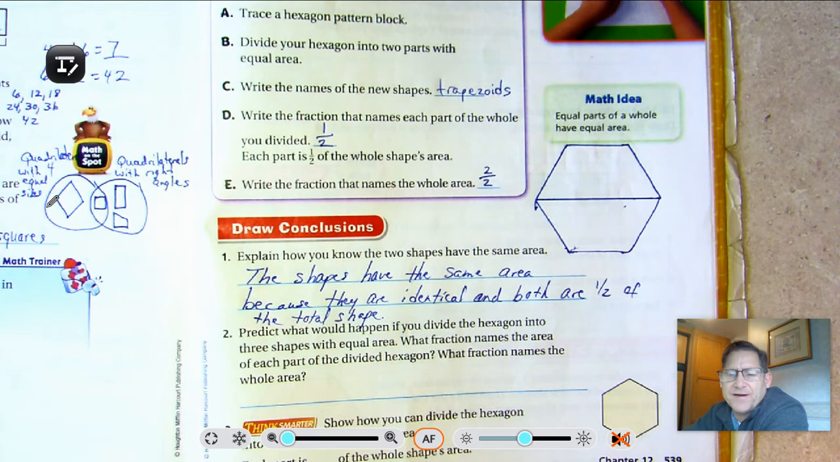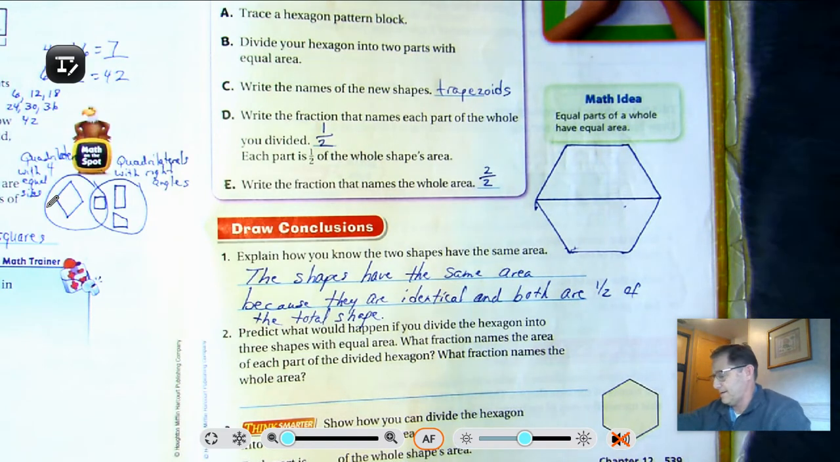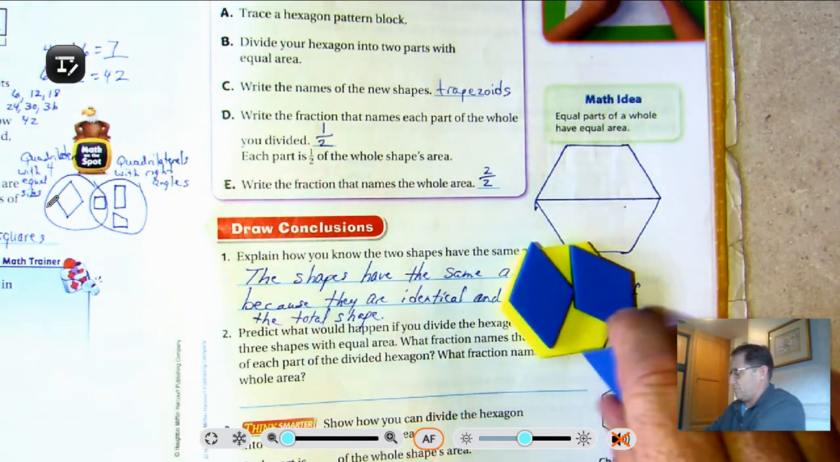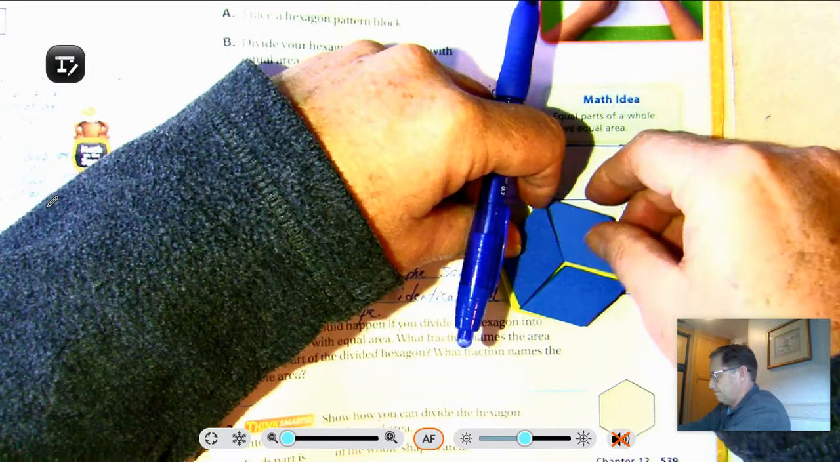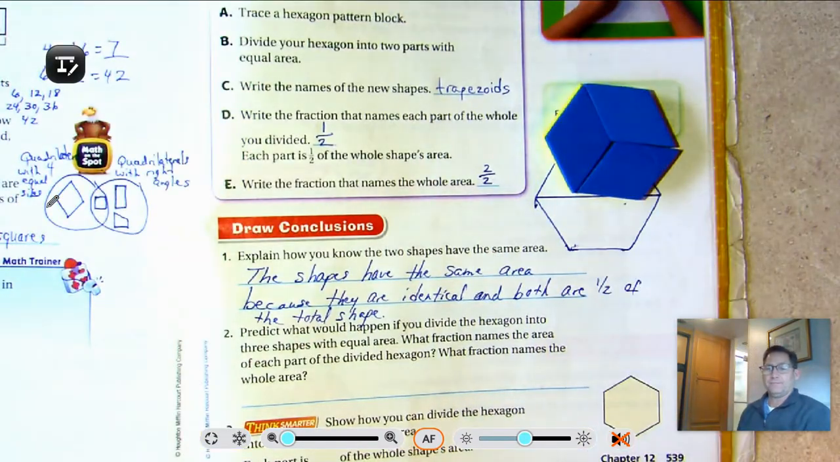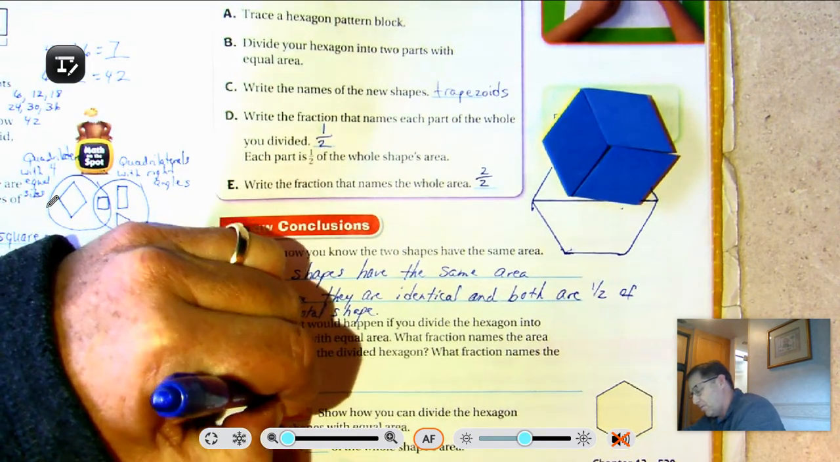2, predict what would happen if you divide the hexagon into 3 shapes with equal area. What fraction names the area of each part of the divided hexagon? What fraction names the whole area? So let's look at that. They're saying take the hexagon and this time break it into 3 equal parts. Okay, so we have 3 equal parts. And what do we call those 3 equal parts? Each part would be 1/3.